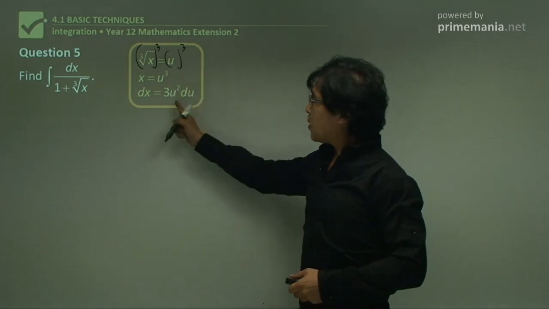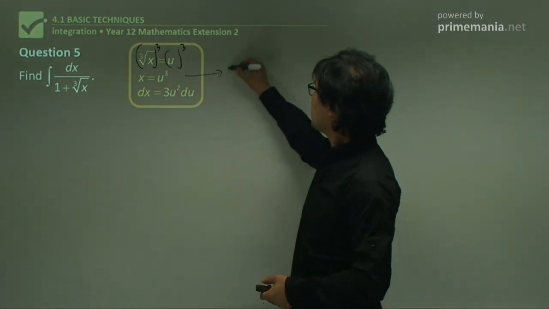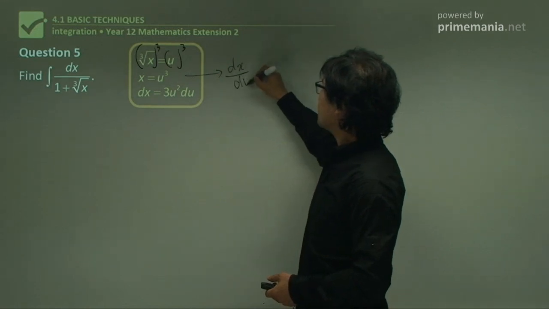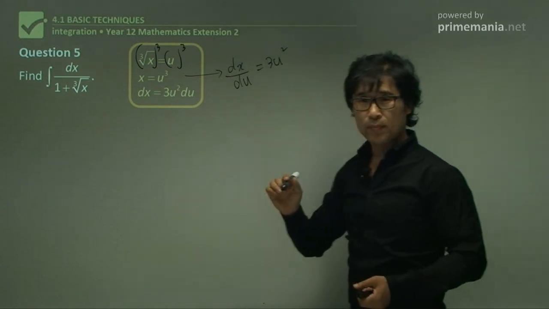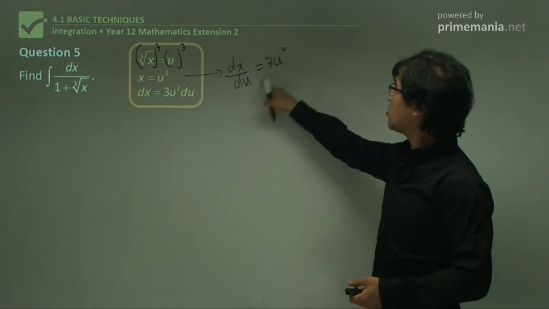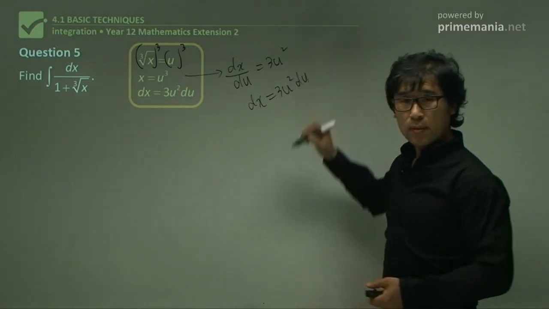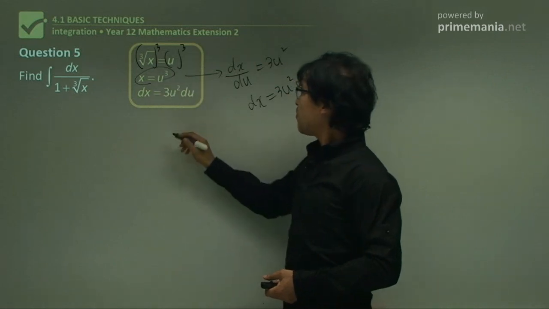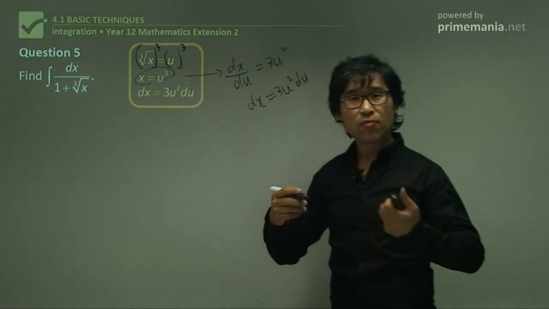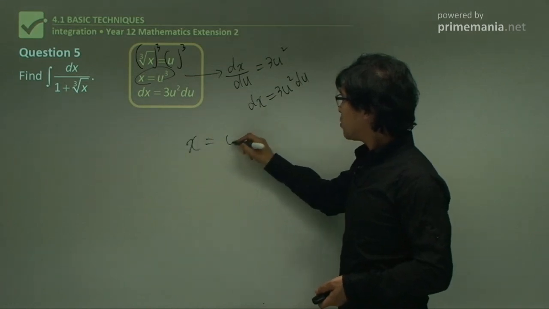Then you have two choices. Your first choice is to differentiate x in terms of u. It will be 3u squared, and then you can multiply du to this side, so dx equals 3u squared du. Does it make sense? The other way is over here. The other alternative, if you get used to this sort of way: x equals u cubed.